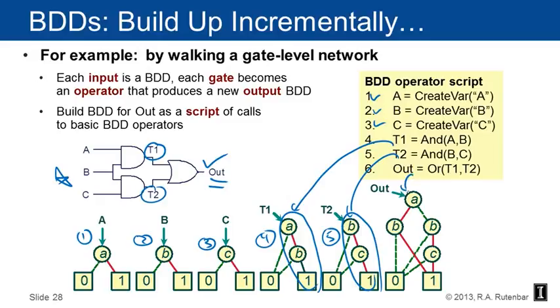I'll get out is equal to this, and this is going to be AB plus BC. And again, if we stare at this for a while, we can see, oh yeah, this makes sense. The ways to get a 1 are A and B is 1 or B and C is 1, and everything else gives you a 0.